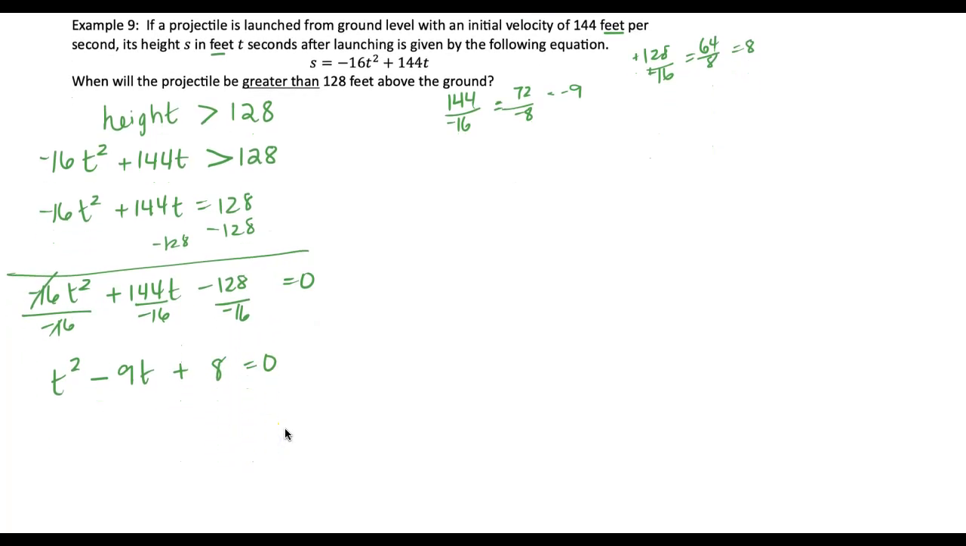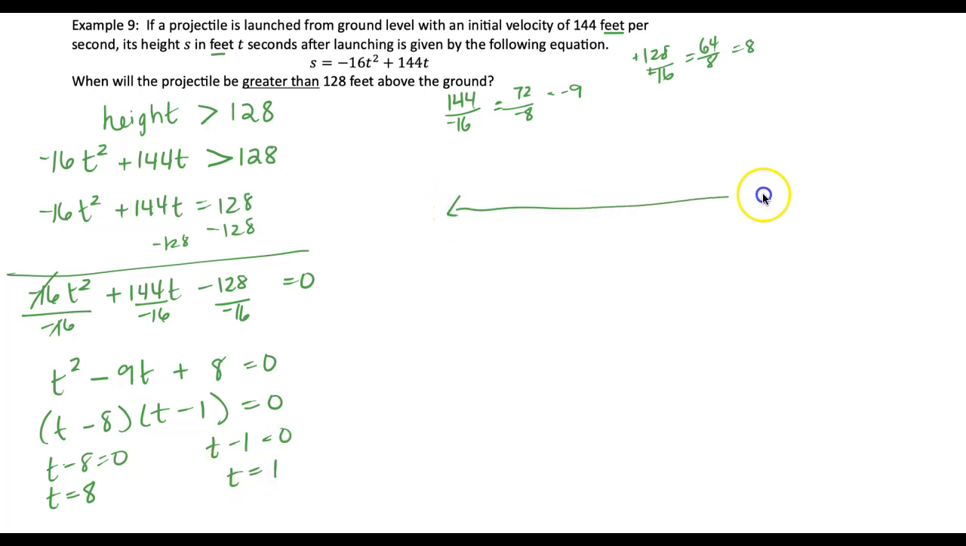And then from there we can factor. This one would factor to t minus 8 and t minus 1 equals 0. And we get t minus 8 equals 0, or our time is 8 seconds. T minus 1 equals 0, or our time is 1 second. Again, put those on a number line and check each region. Okay. Here x equals 0 is in the region. Here's something like x equals 2, 3, 4. And here I'm going to use x equals 10.